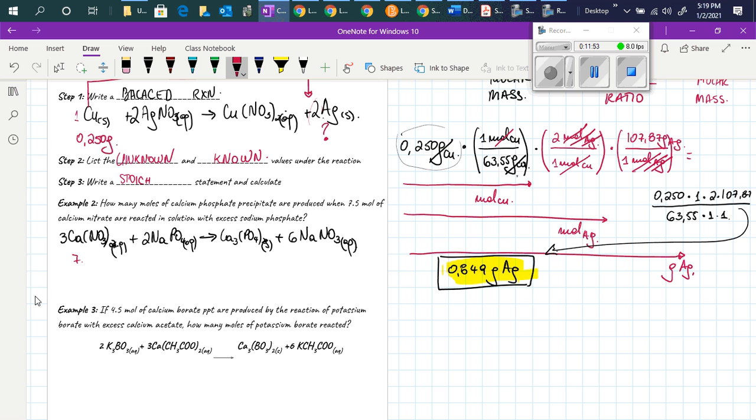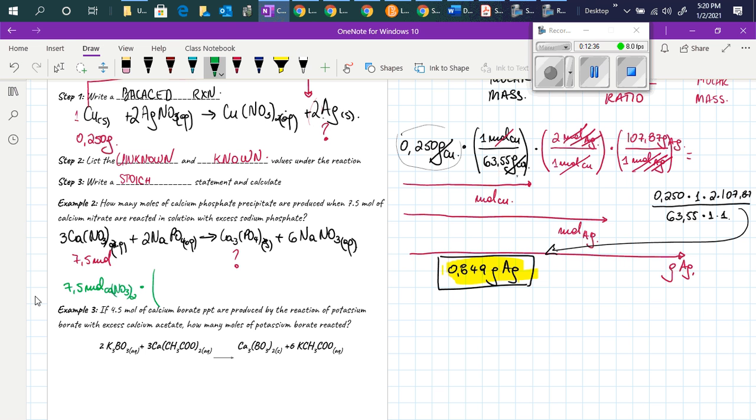So it is 7.5 moles, and we are looking for how many moles of calcium phosphate are produced. Okay, so now we'll start with what is given. What is given here is 7.5 moles of calcium nitrate, Ca(NO3)2, and then we will move.